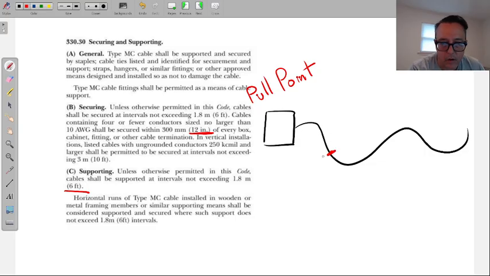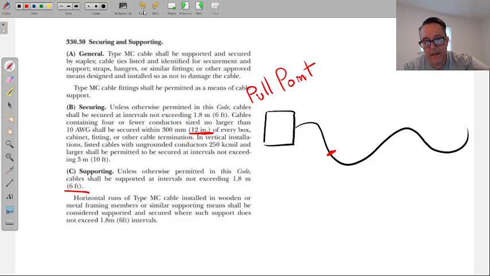So within 12 inches, I've got to put a strap. Does it have to be at 12? No, it could be at 8, it could be at 6, it could be at 1 if you wanted. But the max shall not exceed, right? Or as it says in the code section, within 12 inches.